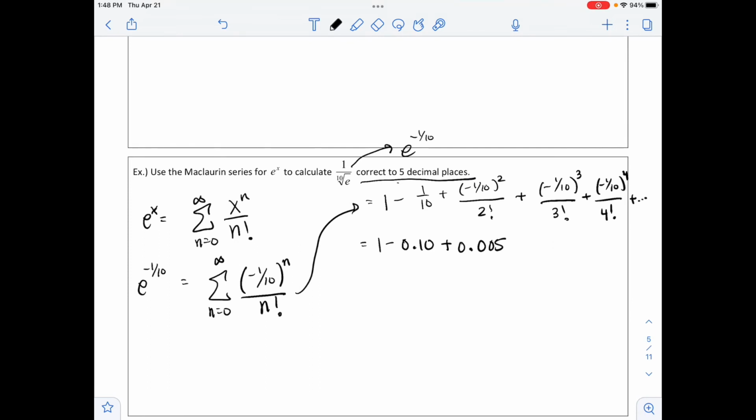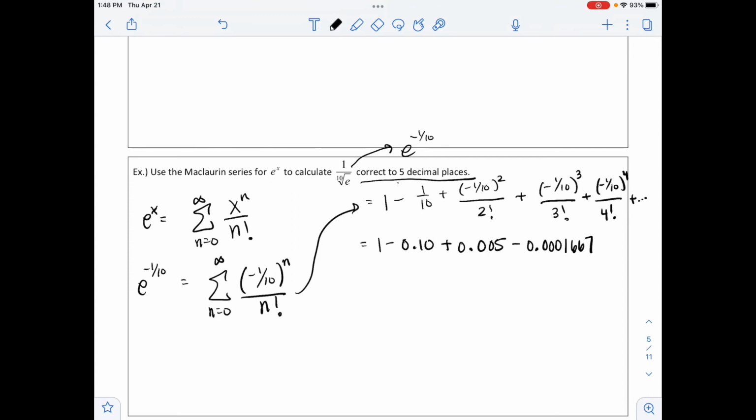1, and then the next term is affecting that first decimal place, and then the third term is affecting the third decimal place. So we have to go out to where it's not affecting any more of those numbers out to the 5th decimal place. So the next term that we have would be minus, and 1/10 to the third divided by 6 is 0.0001667. And so this is still affecting the 5th decimal place.